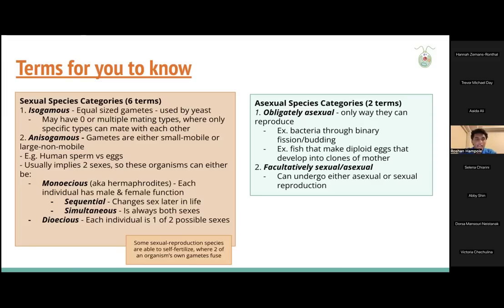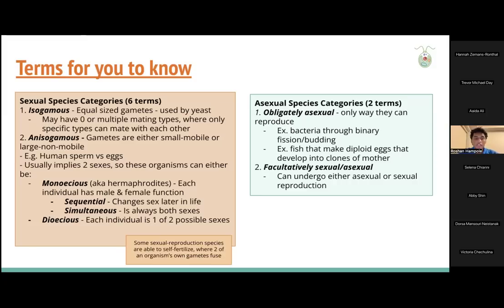Then moving on to anisogamous, these 4 terms at the bottom here, monoecious, sequential, simultaneous, and dioecious, these are subcategories of anisogamous. So anisogamous implies that there's 2 sexes. So these organisms can either be monoecious, aka hermaphrodites, where each individual has both male and female function. Then at the bottom there, you have dioecious, where each individual is one of 2 possible sexes, like with humans, male and female. But then with monoecious, we can break this down even further.